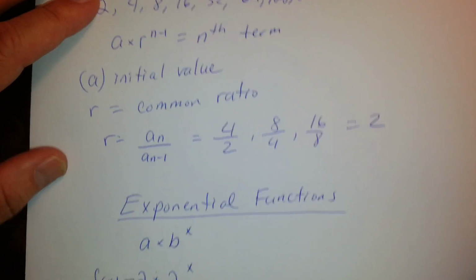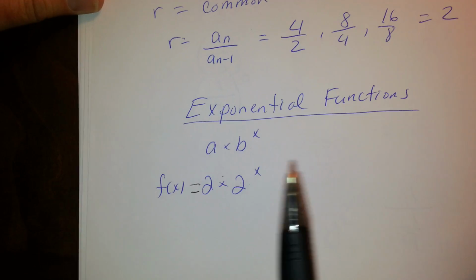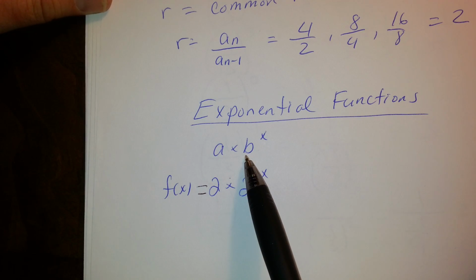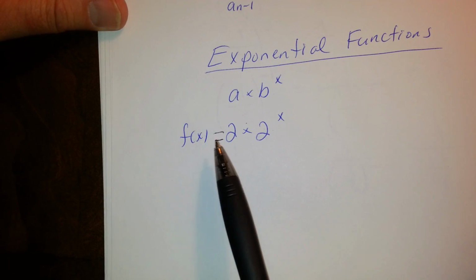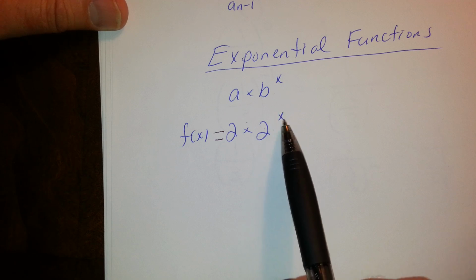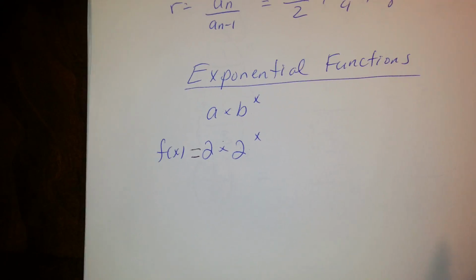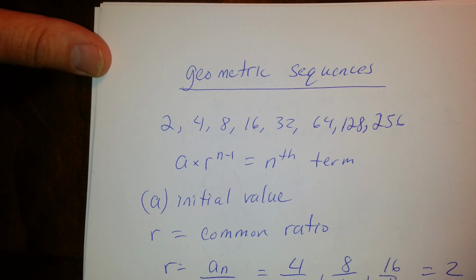Okay, we're going to talk about exponential functions today. Right? That's where you have an initial value times a base, and the variable is in the exponent. Here's f of x, where I have initial value 2 times my base of 2, and the variable is the exponent. This is very much like geometric sequences because they are exponential.